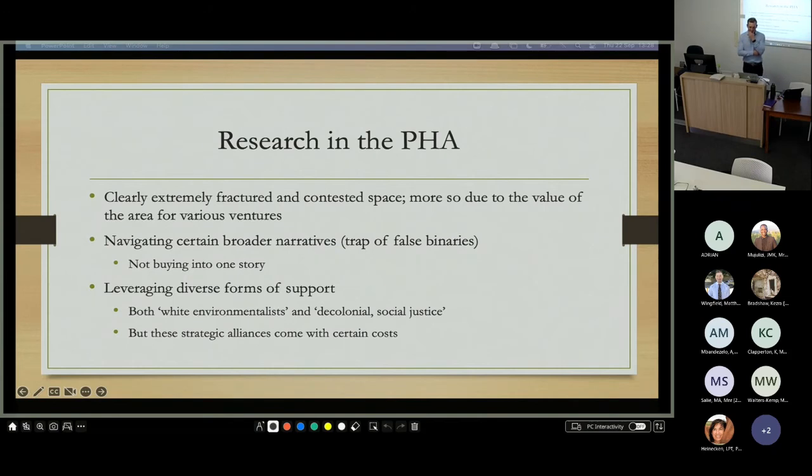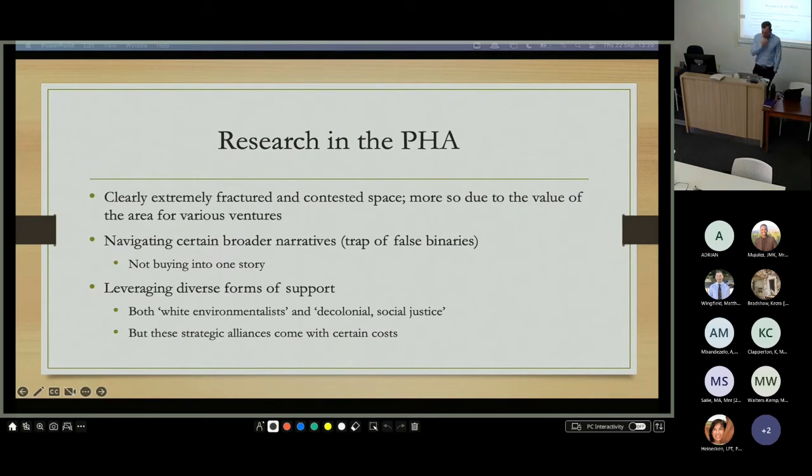So research in the PHA, and here comes a little bit of a note for some of the students and myself as well, it's obviously a clearly fragmented and fractured space, right? And doing research in the area is admittedly very tricky. The area is obviously very valuable, and that creates a lot of contestation. Historically, the histories of contestation in the area are important, but also the value of this area for various means, not only for agroecological farming, but for agriculture in general, and for water, and the city, and for the protection of the Cape Flats aquifer, which is super important. This area is extremely valuable because of that.